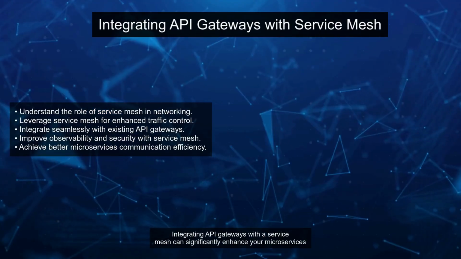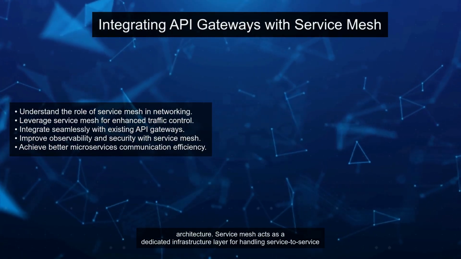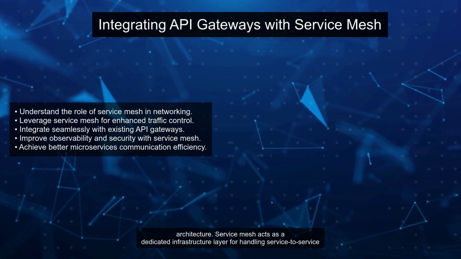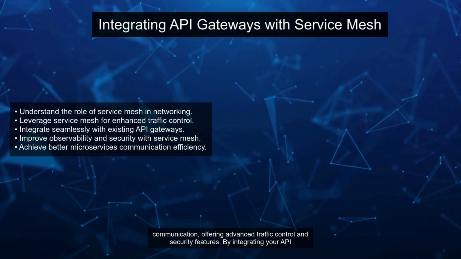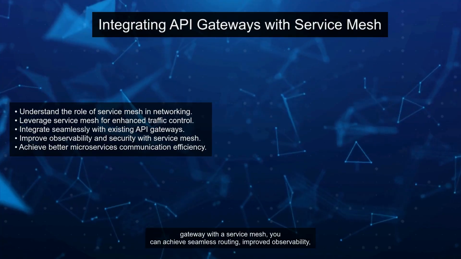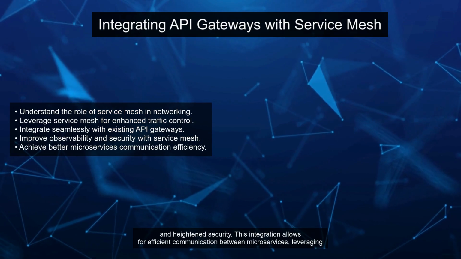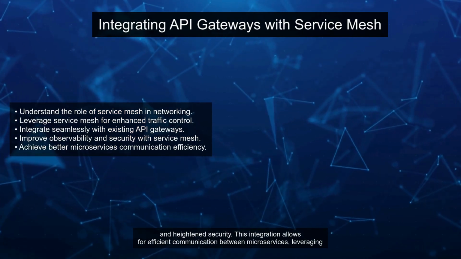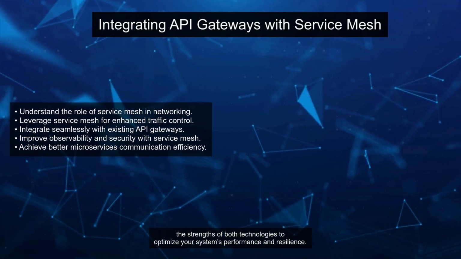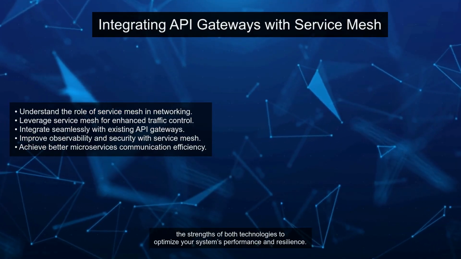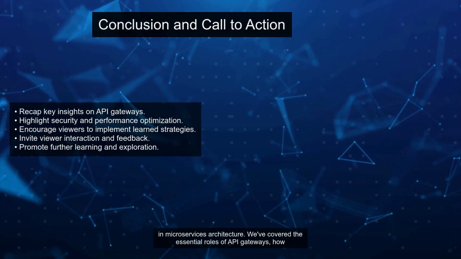Integrating API gateways with a service mesh can significantly enhance your microservices architecture. Service mesh acts as a dedicated infrastructure layer for handling service-to-service communication, offering advanced traffic control and security features. By integrating your API gateway with a service mesh, you can achieve seamless routing, improved observability, and heightened security. This integration allows for efficient communication between microservices, leveraging the strengths of both technologies to optimize your system's performance and resilience.